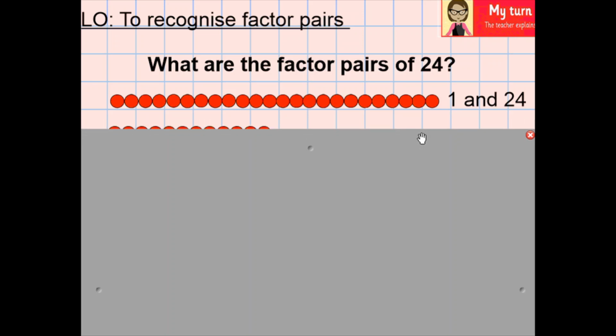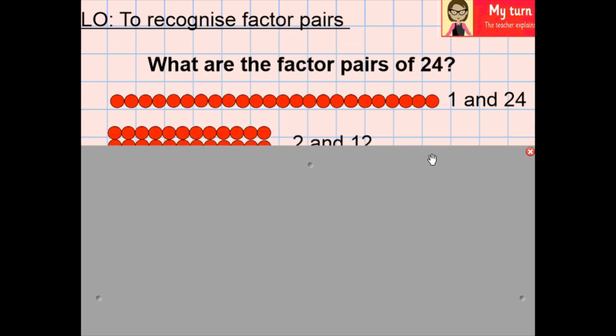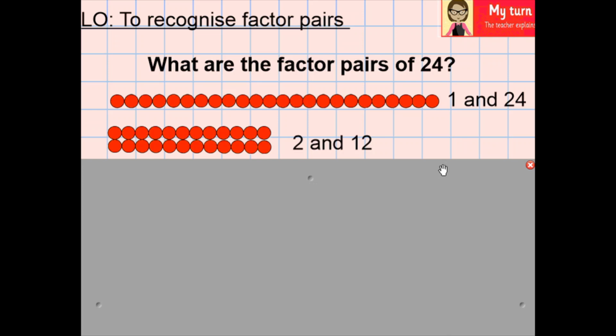Can I split those 24 counters into 2 equal rows? Well, actually, yes, I can, because I know that 24 can be divided by 2. So if we have a look at this picture, we can see that 24 counters has been split into 2 equal rows. And so I've got 2 rows, but this time I've got 12 on each row. And so I've now found another 2 factors. I found 2, because we've got 2 rows, and I've got 12 in each row. So my pair now is 2 and 12.